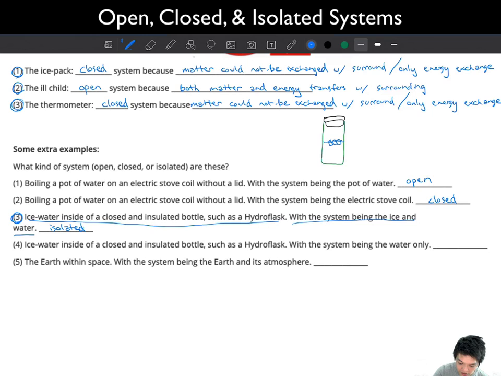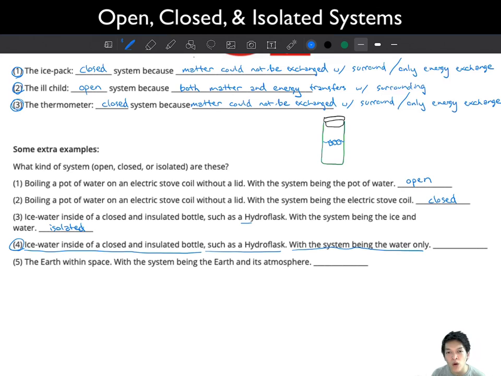Alright, it's an isolated system. Okay, let's look at the next example. In the next example, for number 4, we have ice water inside of a closed and insulated bottle, such as a hydro flask. So same example, with the system being the water only. There's ice and water inside, but we're talking only about the water as the subject of focus. That means everything else, including the ice, is the surrounding, right?